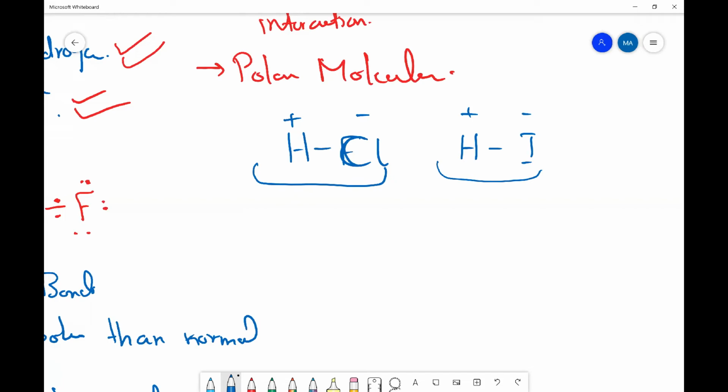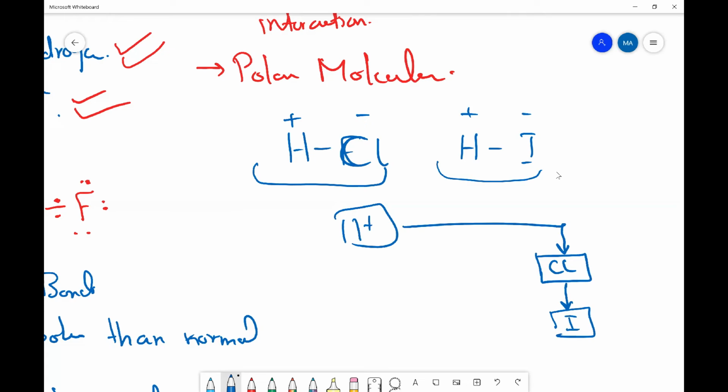Okay, so let me tell you. You look at their positions in the periodic table. Between HCl and HI, going from hydrogen to chlorine or iodine, which will take you more time? Iodine is further apart from hydrogen, right? Hydrogen is in the same place. To get to chlorine, go on to group 7 and one step down you'll get to chlorine. But you need to go further a step down to get to iodine. Iodine is further apart from hydrogen.